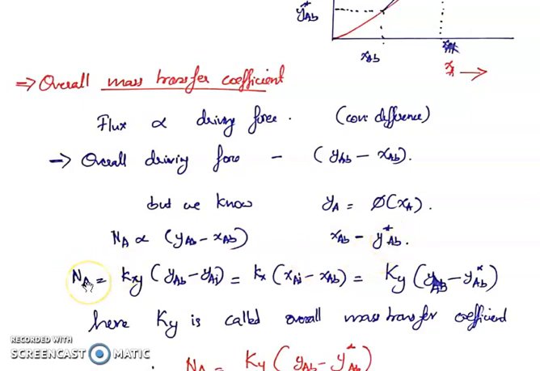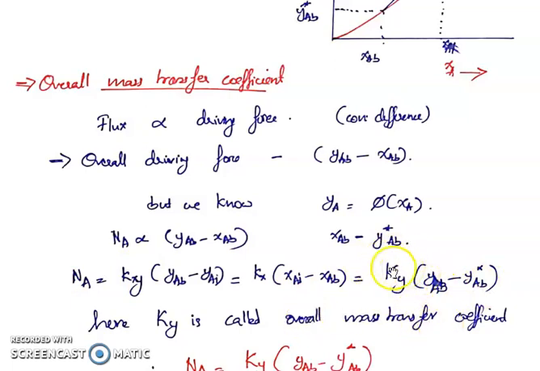So I can write flux is equal to Ky into YAB minus Y star AB. What I have done is, instead of XAB, using this relation, I use the corresponding Y star AB. So I can write flux Na as capital Ky into YAB minus Y star AB. The term capital Ky here is called the overall mass transfer coefficient.